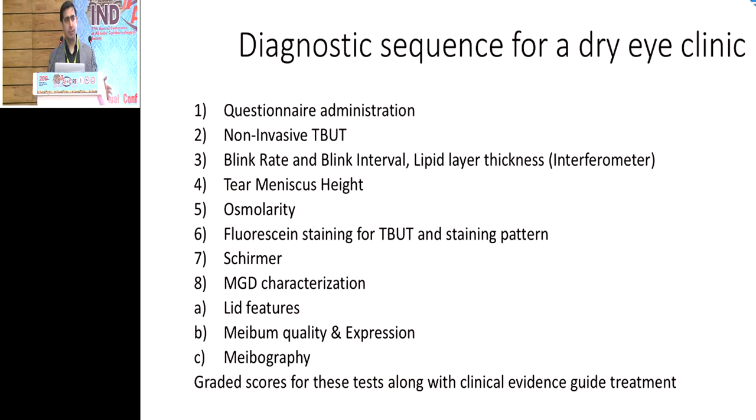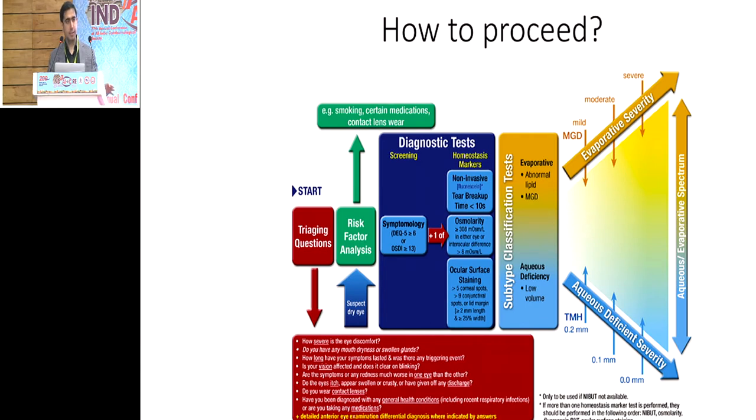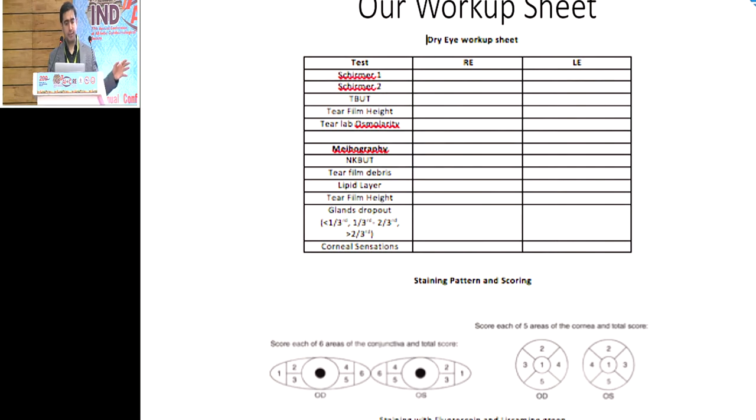So, coming to the important thing in this, what is the sequence which you actually follow in your dry eye clinic? Well, the TFOS recommendation is for the questionnaire to be administered first. If you have a non-invasive TBUT measuring device, then do that next. Look at the blink rate and blink interval, the lipid layer thickness, all this before checking the expressibility of your glands, the tear meniscus height, osmolarity, and then follow that by fluorescein staining for TBUT and staining pattern. After this, you can do a Schirmer's, and then finally your MGD characterization by using a meibographer. And this is just a diagrammatic representation of the recommendation from the TFOS.